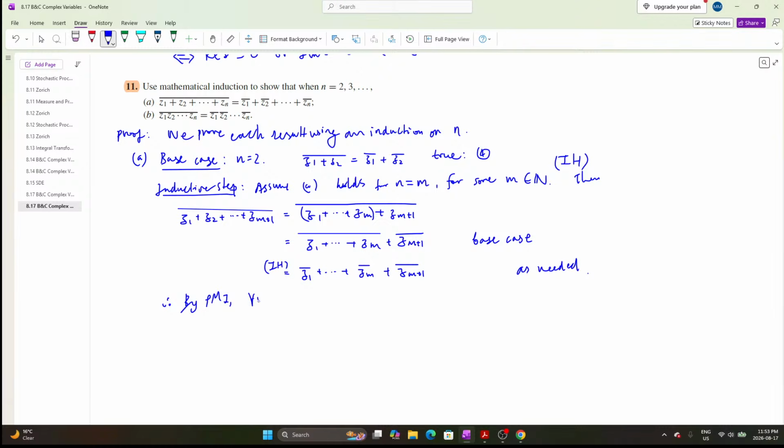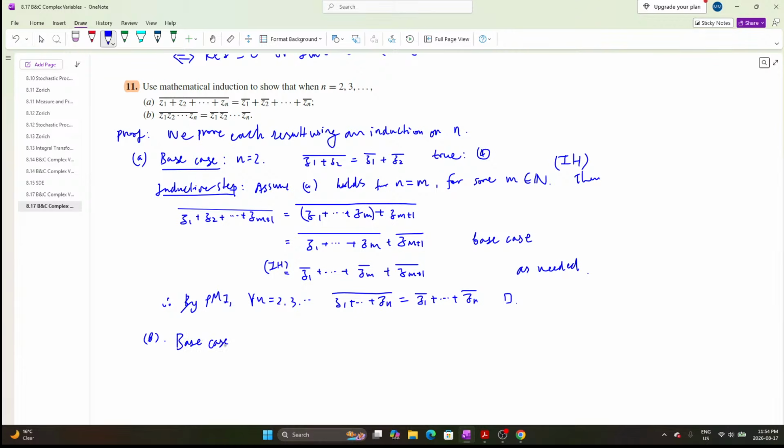you have for all n equals 2, 3, and so on, z1 plus all the way to zn conjugate is z1 bar plus all the way to zn bar. Okay, so now you have that. Now this is part B. It's pretty much the same proof, actually. So just write that real quick without much explanation.